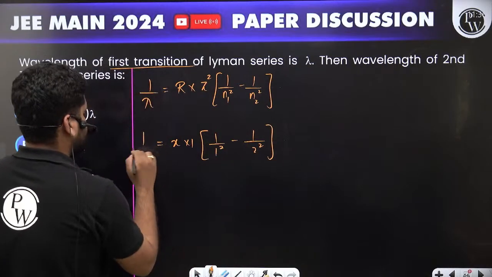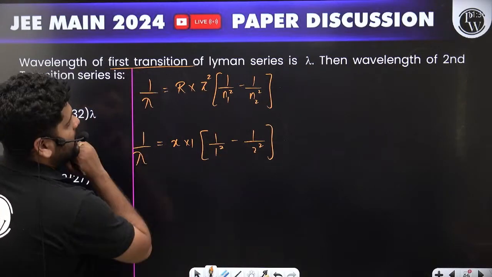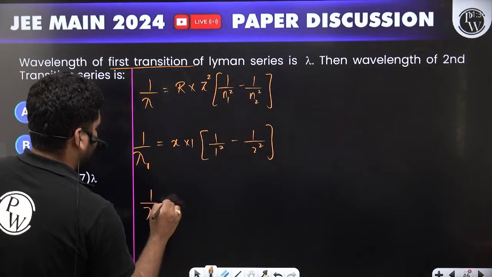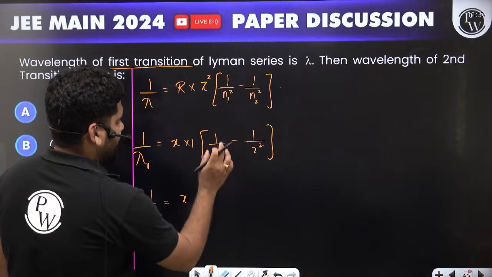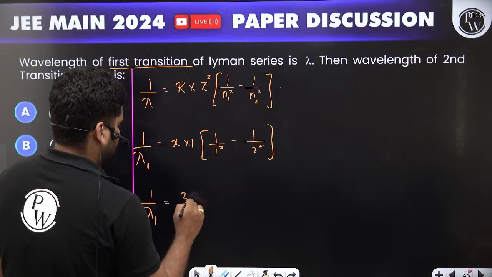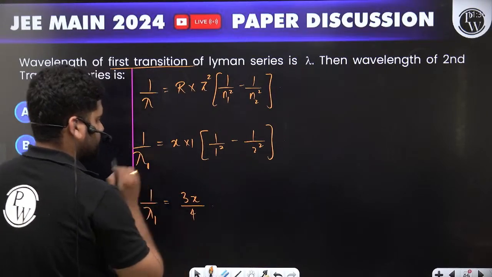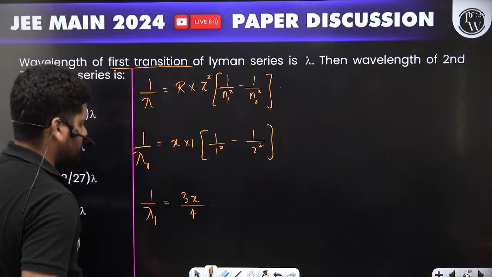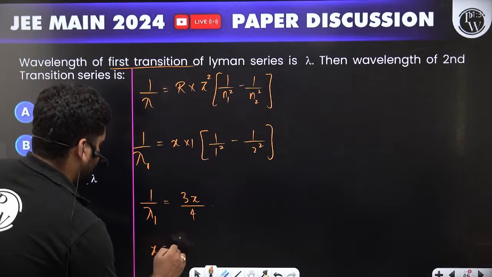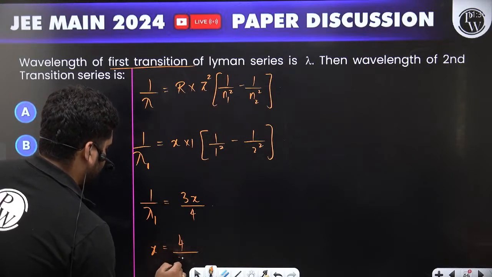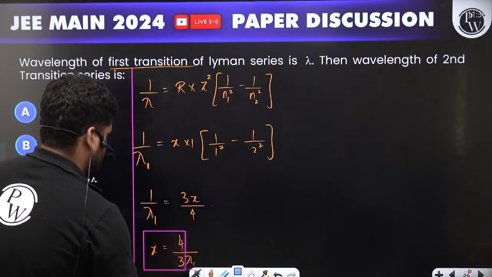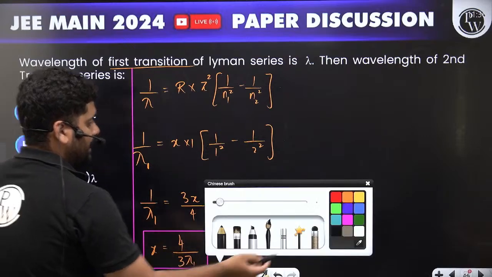So we have 1 by lambda 1 is equal to x into 1 by 1 minus 1 by 4, which is 3 by 4, isn't it? So this part would be 3x divided by 4. 1 minus 1 by 4 is 3 by 4. So the value of x from this data, we can get as 4 divided by 3 lambda 1. Okay, so this is our value of x. x is equal to 4 divided by 3 lambda 1.